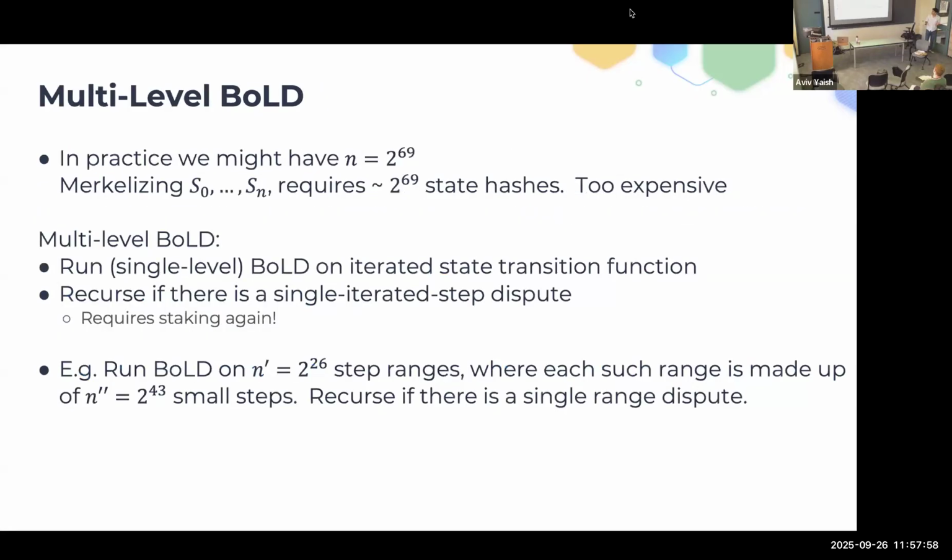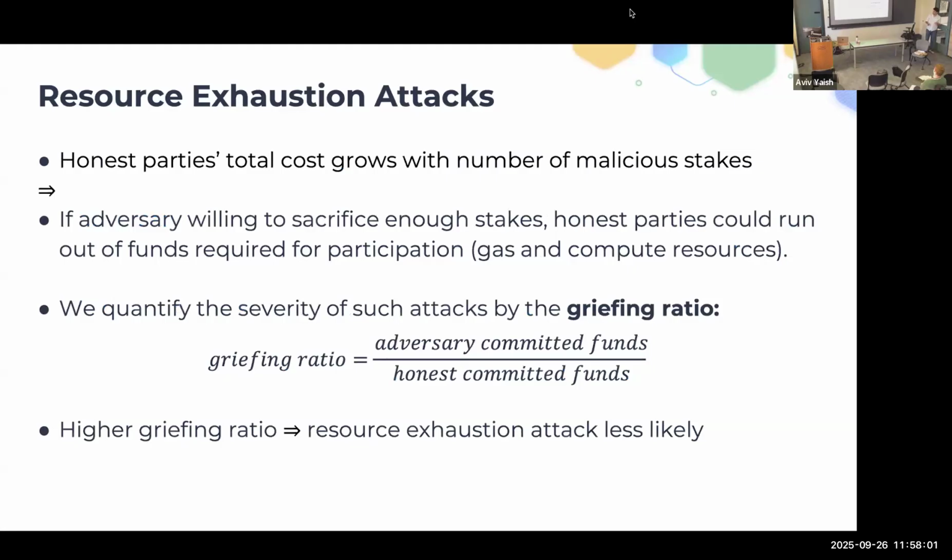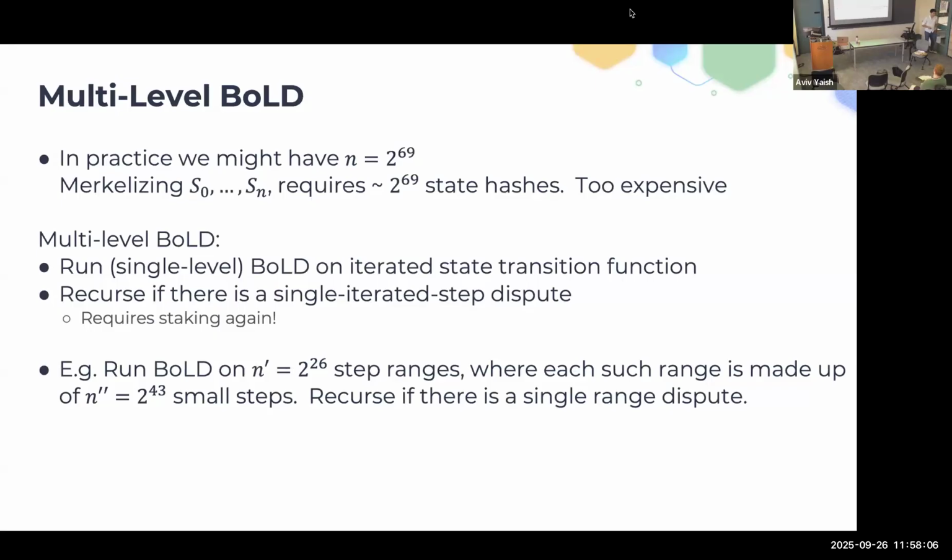I don't know if we're at time, but I have 3 more slides about multi-level BoLD and resource exhaustion. I'm just going to say one thing about multi-level BoLD, which is the actual version that is deployed. So in practice today, this n is around 2 to the 69. We said that Arbitrum submits once per hour. One hour of Arbitrum computation can be at most, if the adversary is smart enough, 2 to the 69 ops, like opcodes in the computer.